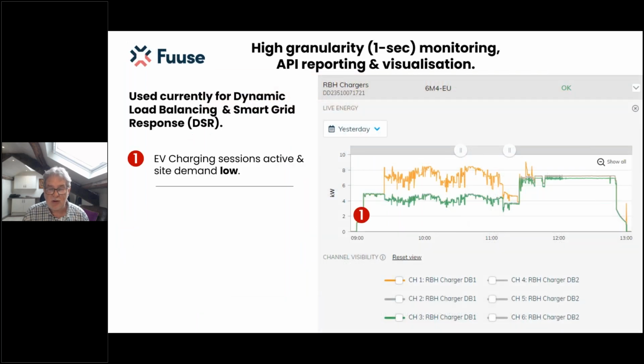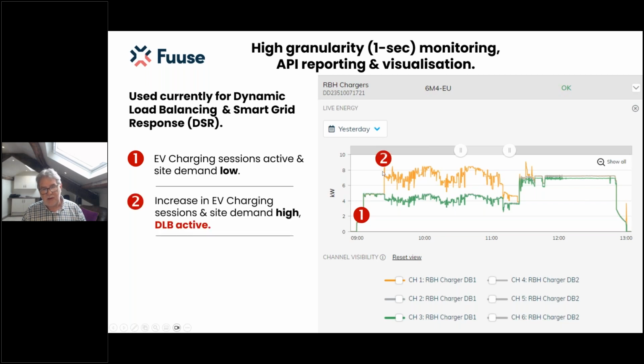And here's a visual representation of that. EV charging is active. This is off a distribution board providing EV charging services. The demand on the site is low. EV charging goes up, exceeding that threshold that we've just had a look at. You can see by the little control on the day-to-day basis of the demand. Then this is dynamic load balancing in play.